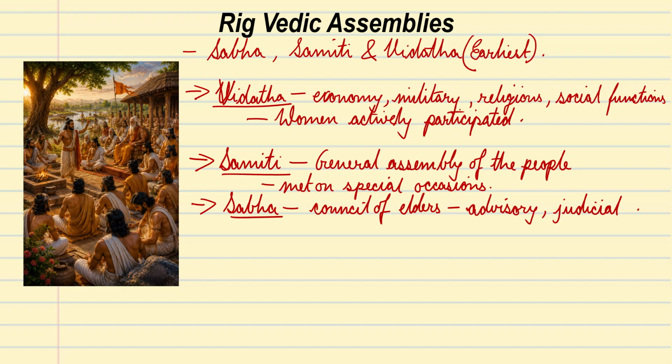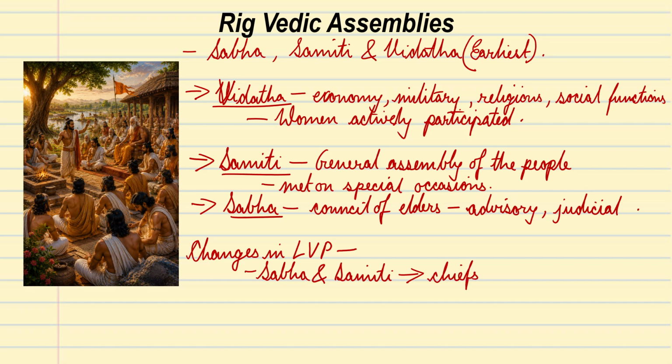But during the later Vedic period, again there were many changes. So what changes were there in the later Vedic period? Sabha and Samiti came under the control of chiefs and rich nobles. So rich nobles and the chiefs controlled Sabha and Samiti.